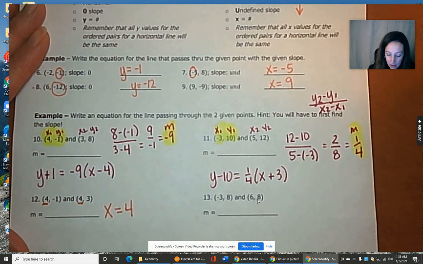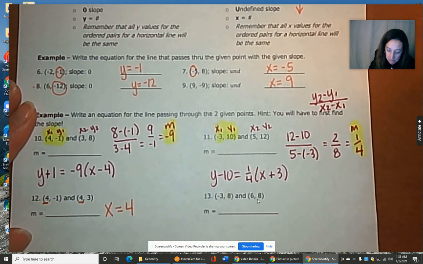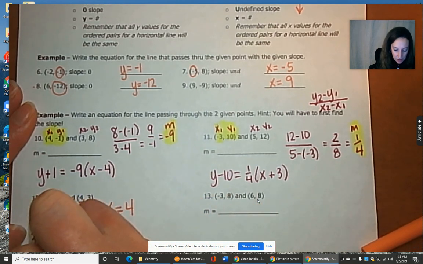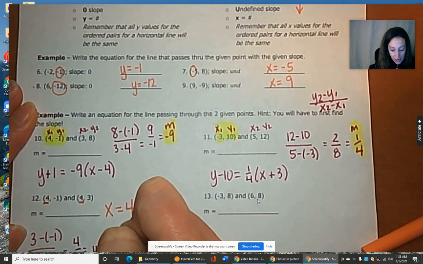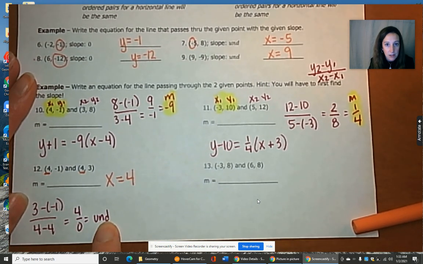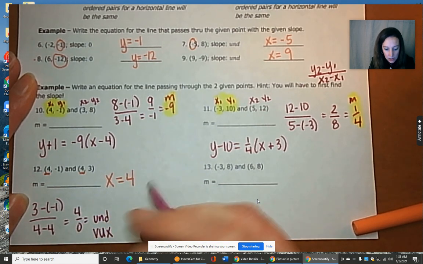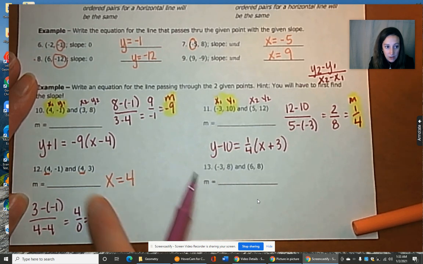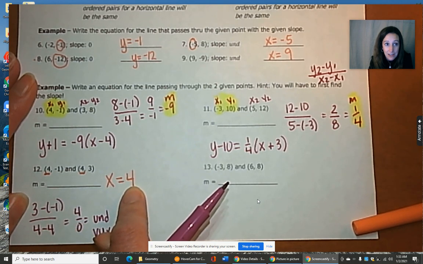Right? If you didn't notice that and you went ahead and you did your slope formula, you would have gotten a clue there too. If you did the slope formula, you would have got 3 minus a -1 over 4 minus 4, which would be 4 over 0, which would tell you anything over 0 is undefined. If it's undefined, that's that VUX situation where it's just an x value. Right? So if undefined slope, you can pick either point. They're both 4 for your x's, and that's your answer.